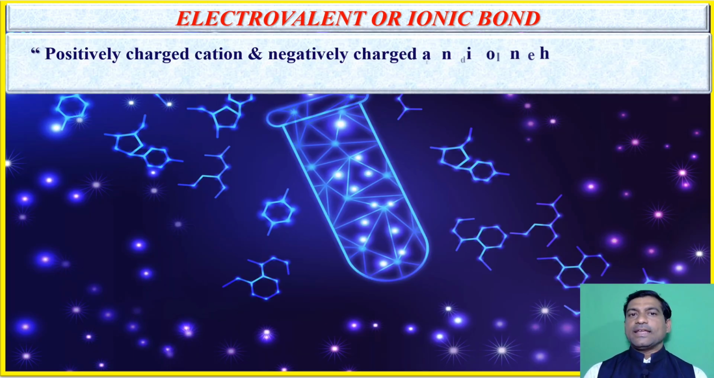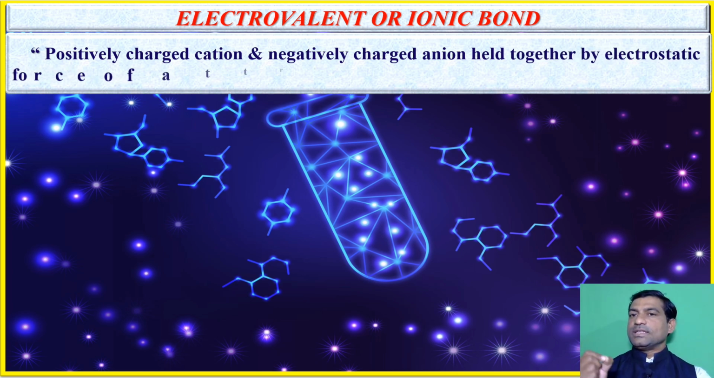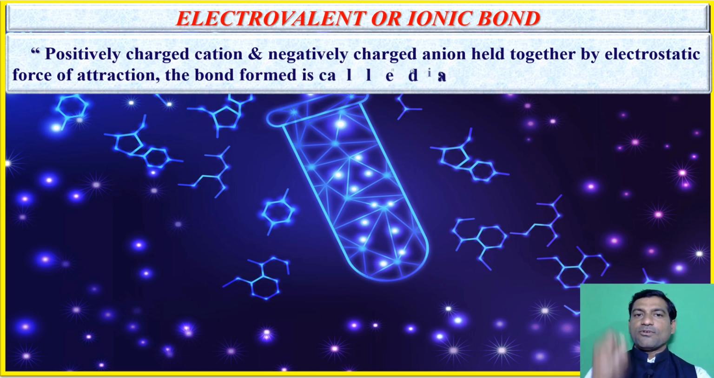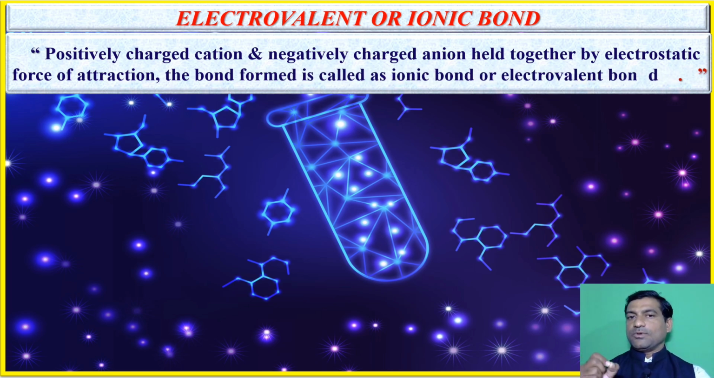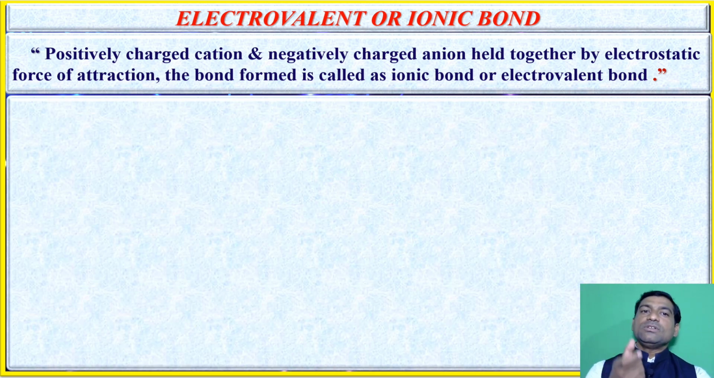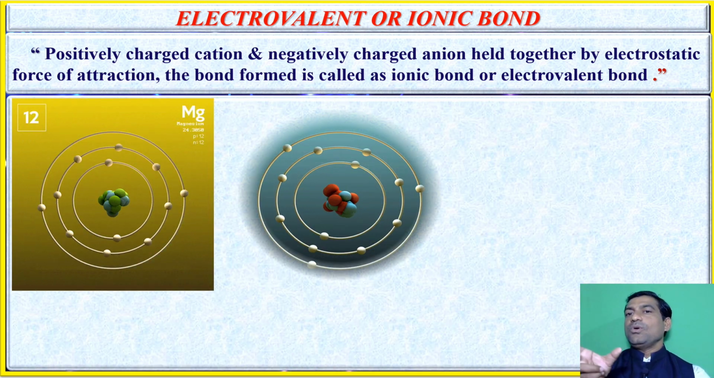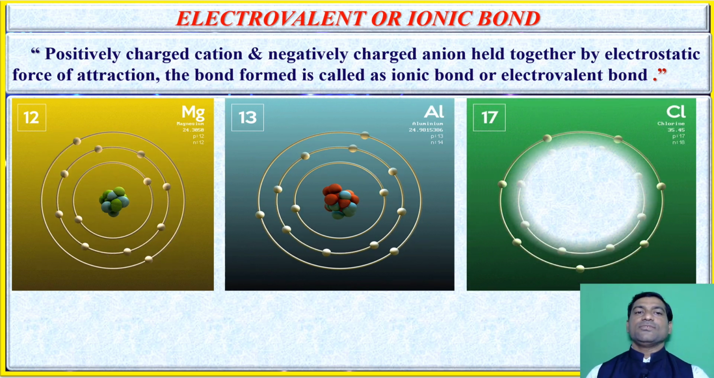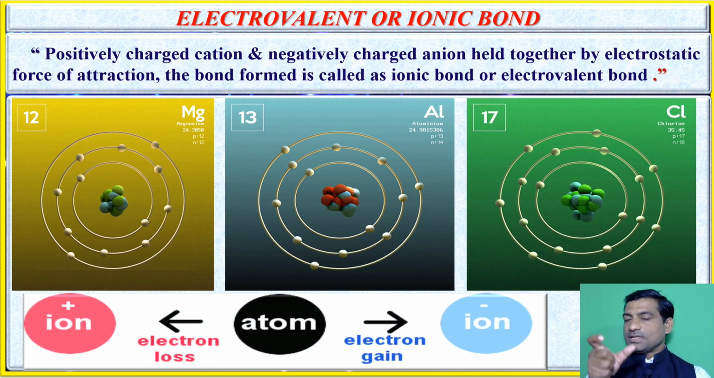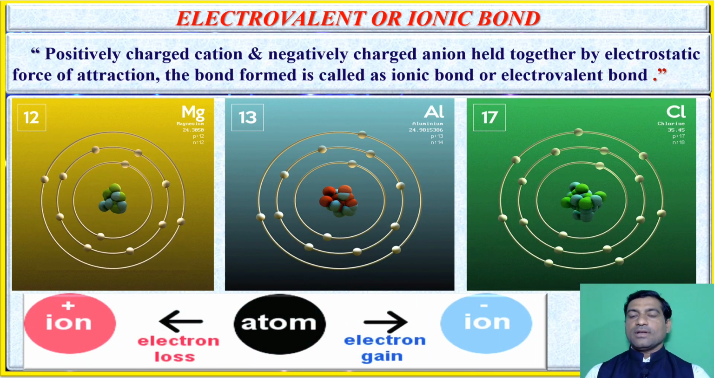Positively charged cation and negatively charged anion hold together by electrostatic force of attraction. The bond formed is called electrovalent bond or ionic bond. तर त्या ठिकाणी काय होत असते, पॉझिटिव्हली चार्ज्ड कॅटायन अँड निगेटिव्हली चार्ज्ड anion hold together by electrostatic force of attraction. The bond is formed. That bond is called the ionic bond.